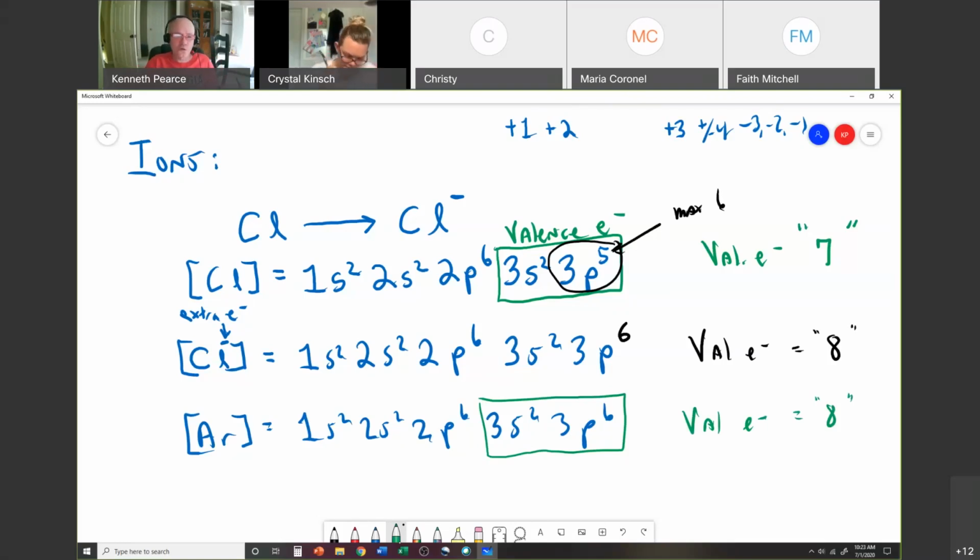What did chlorine just do? When it became an ion, what did it do? It gained electrons to become isoelectronic, or a full shell, with the noble gas. And it does have a full shell now, like argon, and it does have the same number of electrons, so it is isoelectronic with your noble gas. There it is. Okay? And so similarly, when we lose electrons, we should lose electrons in the same sort of way.